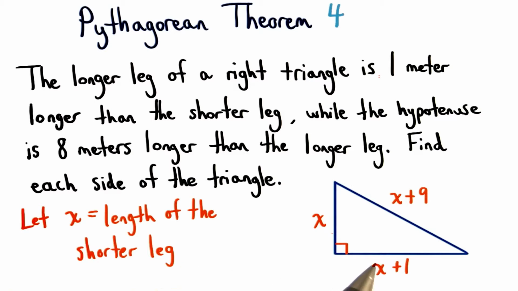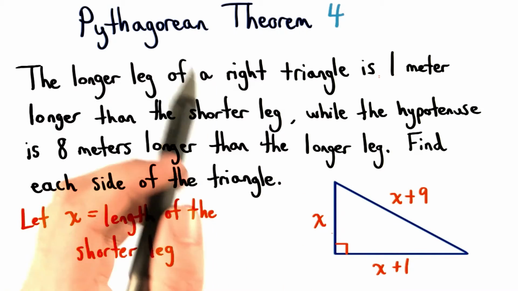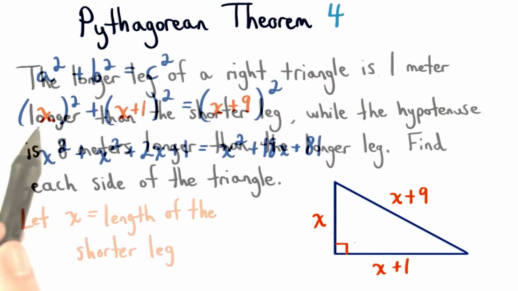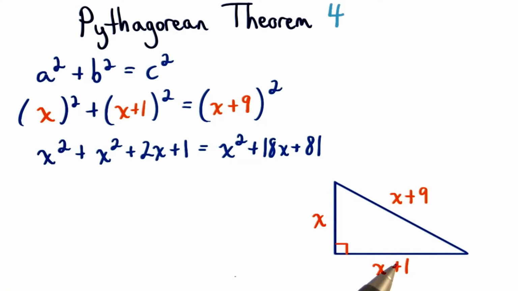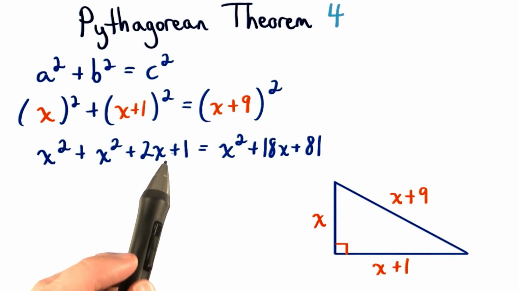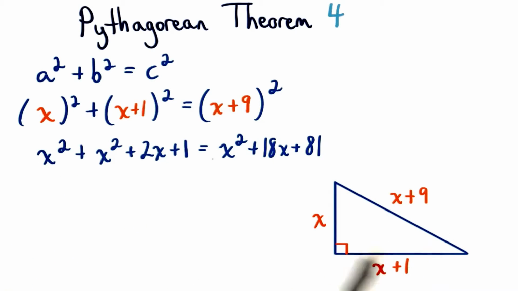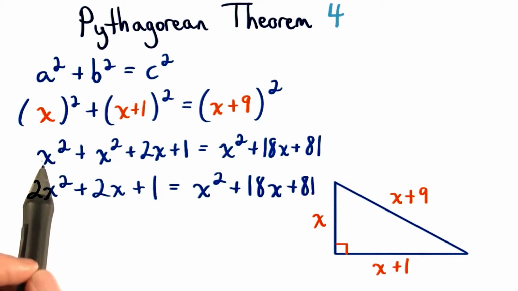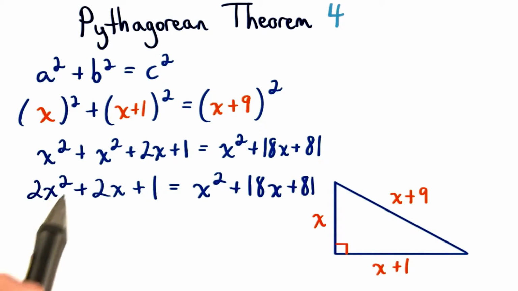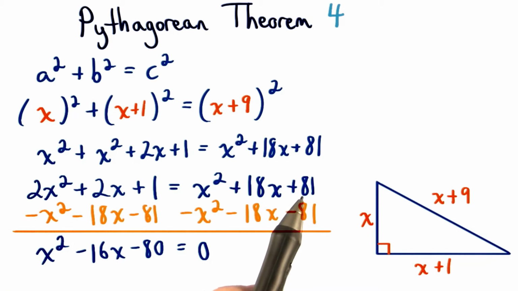Now we have expressions for each side of our right triangle, and we can use the Pythagorean theorem to solve. We square x, which is one of the legs, and x plus 1, the other leg. This gives us these two expressions, and then we square the hypotenuse, x plus 9, to get this expression on the right-hand side of our equation. We combine the like terms here to get 2x squared, and the rest of our equation remains the same. Next, we subtract each of these terms from both sides of the equation, so we have 0 on the right, and x squared minus 16x minus 80 on the left.